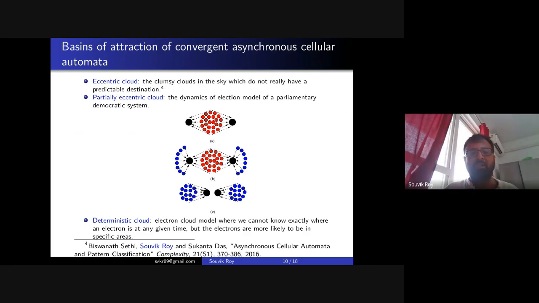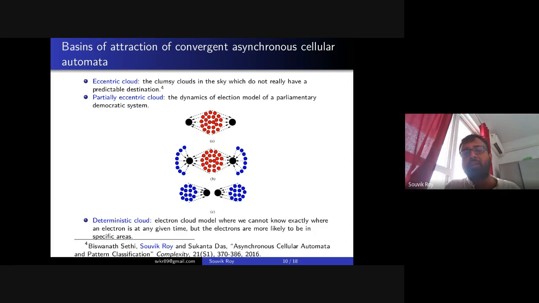Then the partially eccentric system, where some initial configurations, shown in red, may go to both the attractors in black, but some initial configurations are dedicated to a particular attractor in blue. So you can imagine this system as an electoral model of a parliamentary democratic system, where there are some dedicated voters of a particular political party.